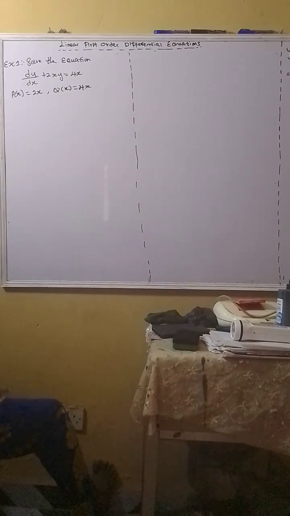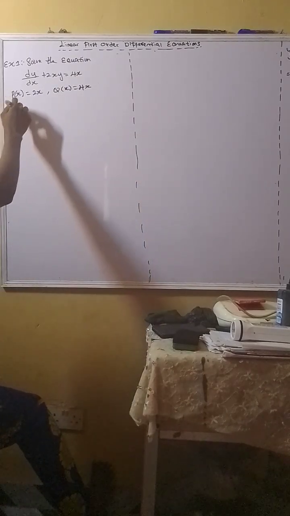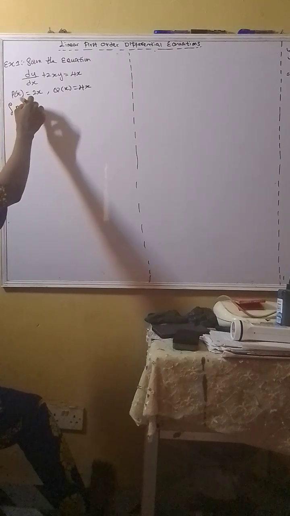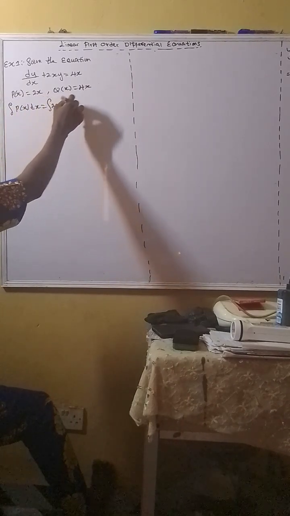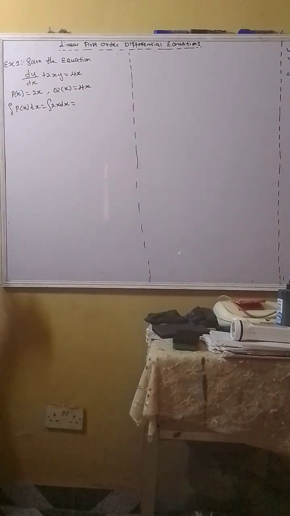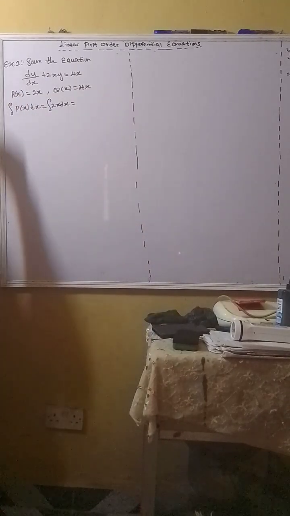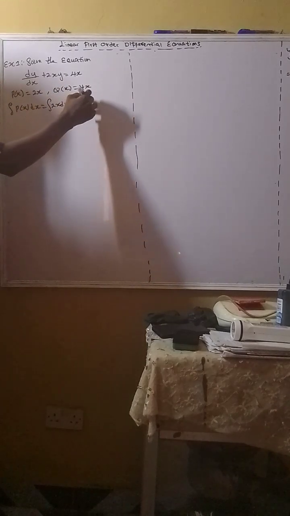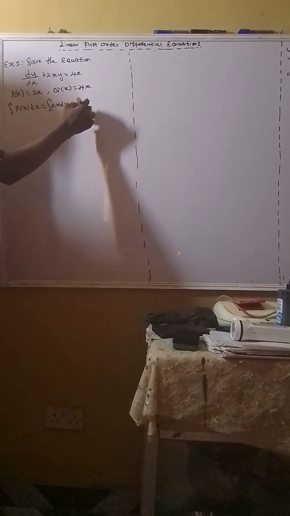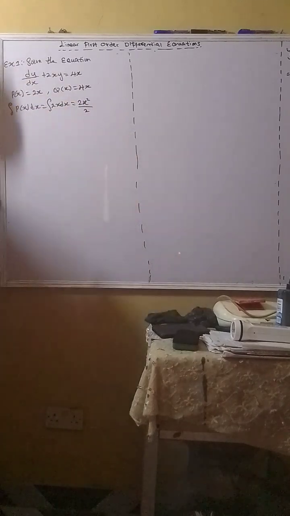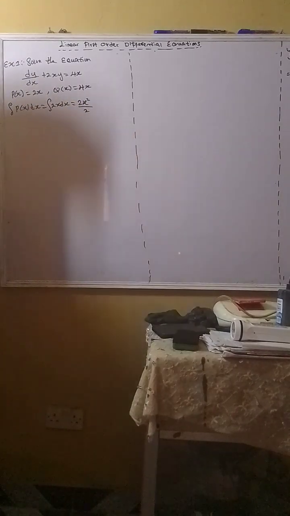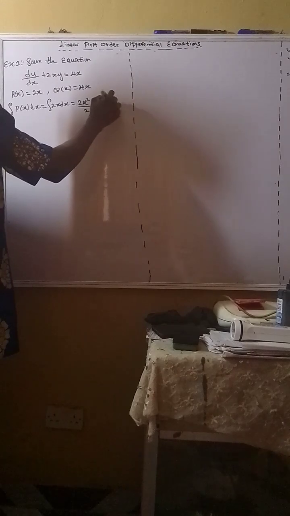Then our next step is that we integrate the function of p dx. That's integrating 2x dx. If you integrate 2x dx, your answer will give you 2x squared over 2, by the law of integration. And that will be equal to x squared.